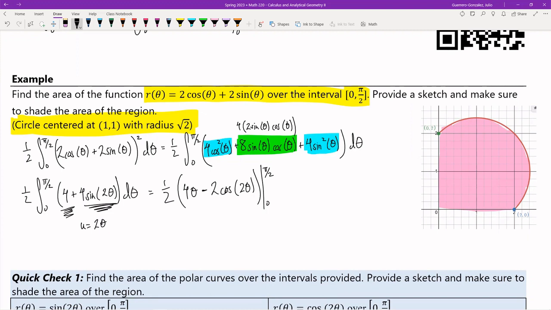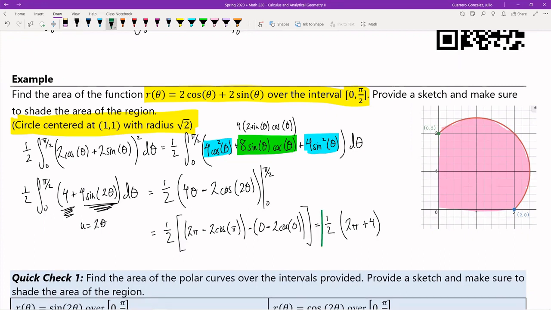Okay, now we get to plug all this stuff in. Equal to 1/2 times 2 pi minus 2 cosine of pi, minus 0 minus 2 cosine of 0. And what you get here, if you reduce this all down nicely, is 1/2 times 2 pi plus 4. And we are done. If you completely compute this out, this is what you get.